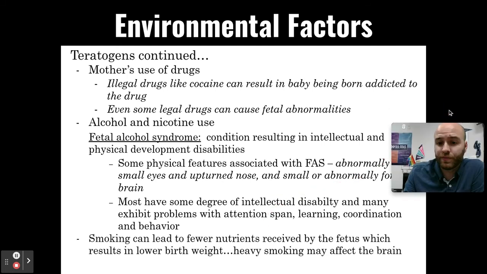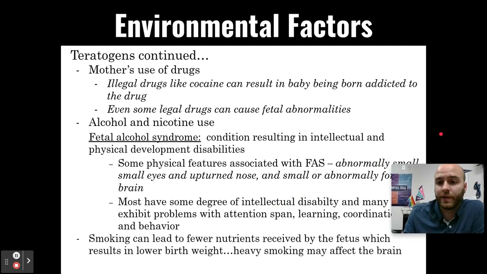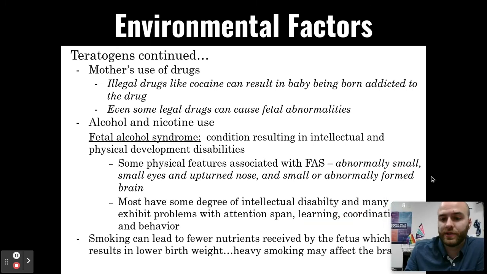In addition, smoking, we know, has an impact and stunts growth and development. So imagine what that does to a fetus, right? It does the exact same thing. There are fewer nutrients received by that fetus, so it results in lower birth weight, and heavy smoking may impact the brain. Okay, so this is more in the line of mother's choices and how that impacts the baby, as well as illness and genetics.